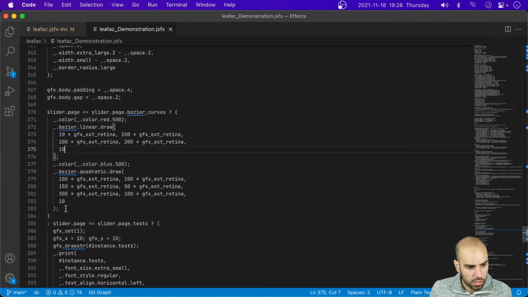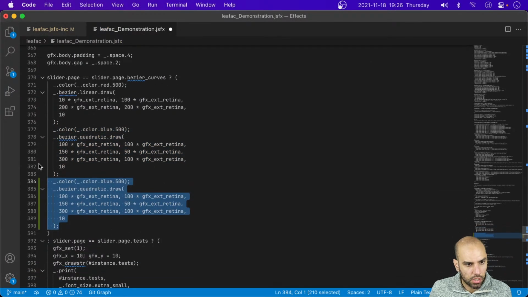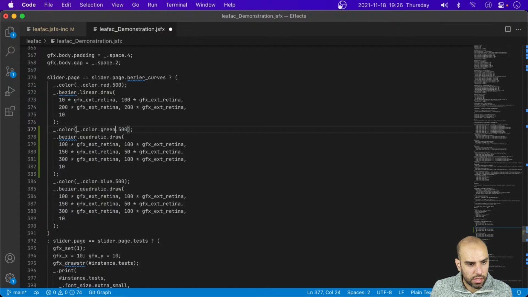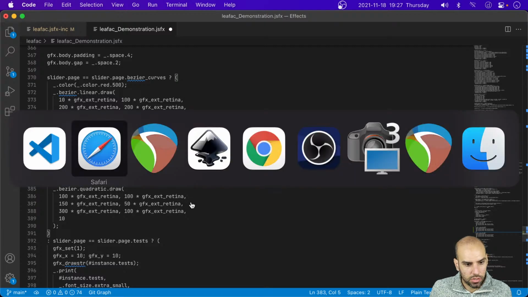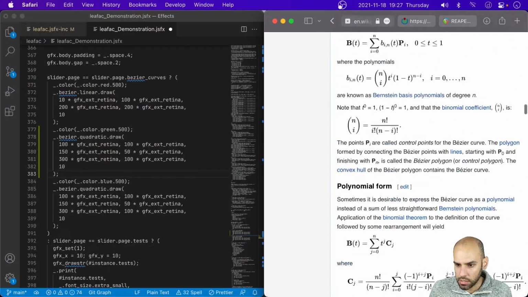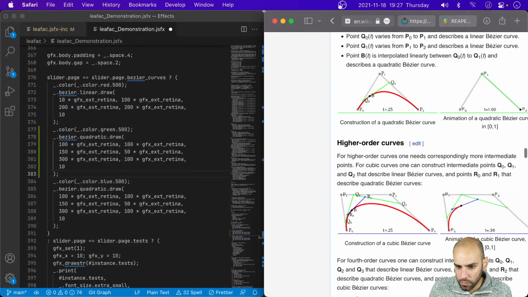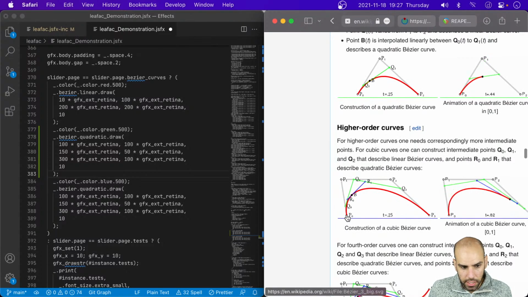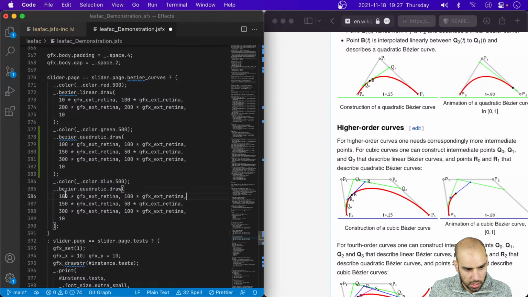to use it. And on this one, oh, I think I'll let this be green and this be blue. So we have red, green, blue situation going. But we'll need a fourth point. So let's go to the Wikipedia article again and try to draw something similar to that. So P0 is, let's say, 100 and 300.